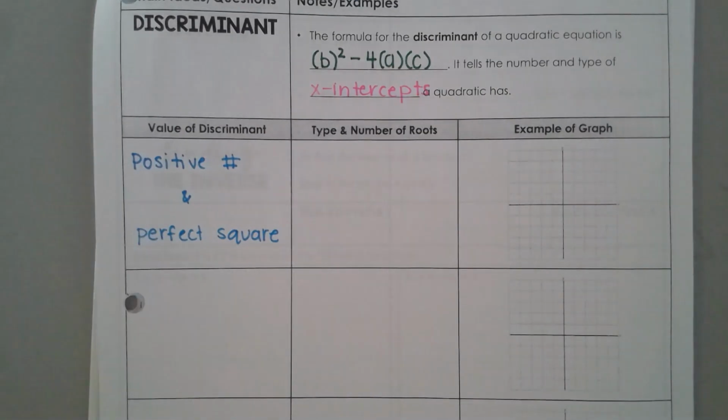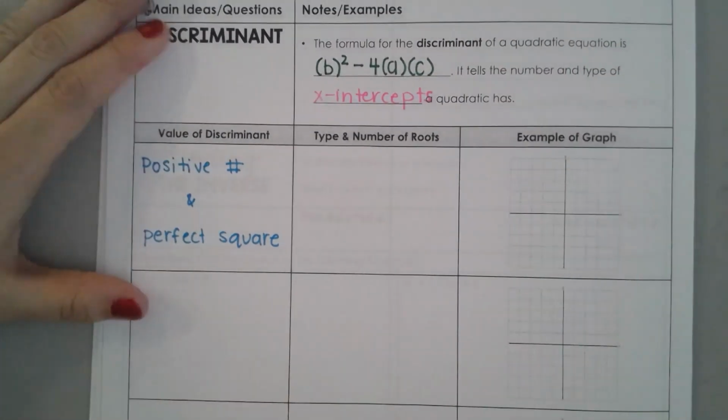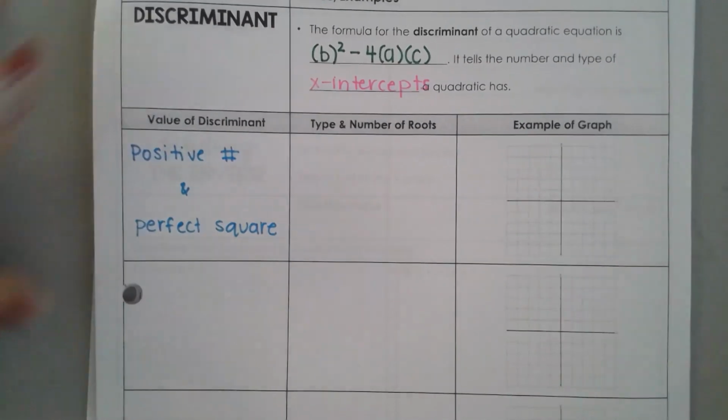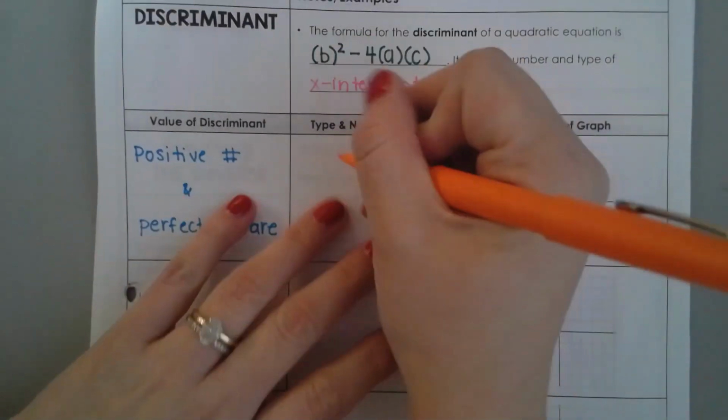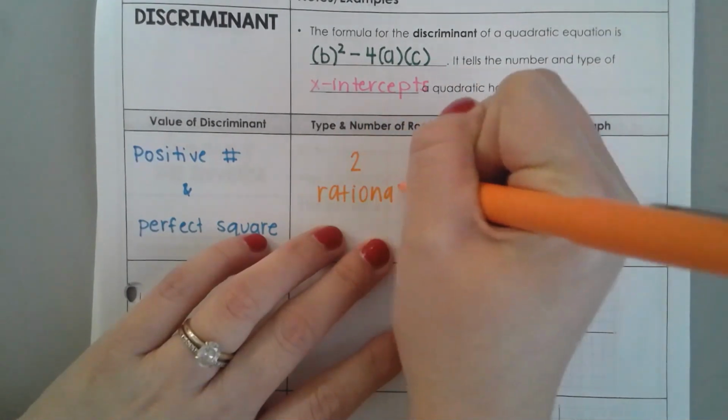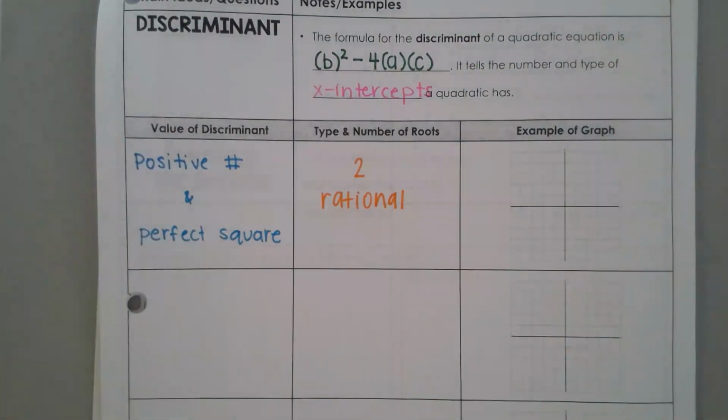so perfect square, like the list we have on the board, 1, 4, 9, 16, 25, and so on. Now on the board, I stopped at 144, but perfect squares don't stop there. Okay, there's an infinite number of perfect squares. So if this is true, that means that we have two rational x-intercepts, or roots, or solutions, or zeros.